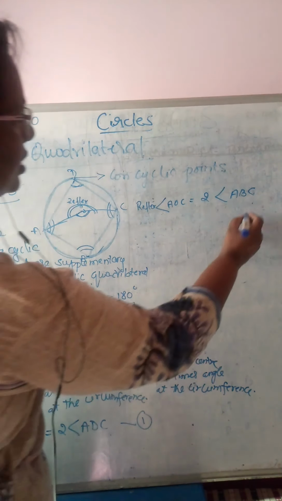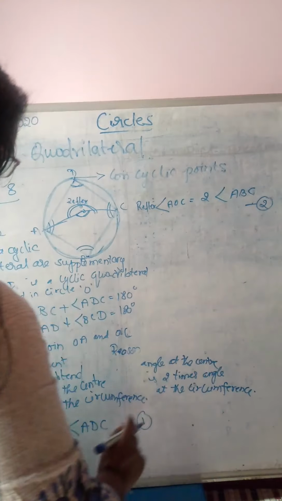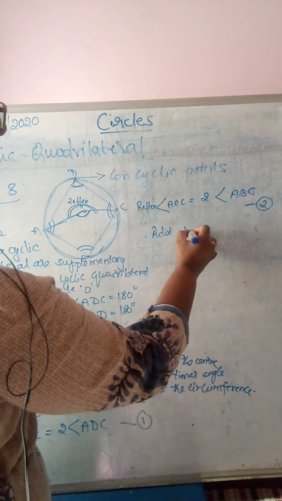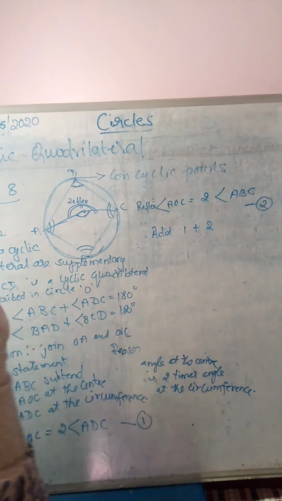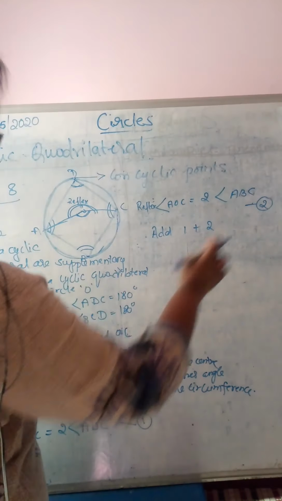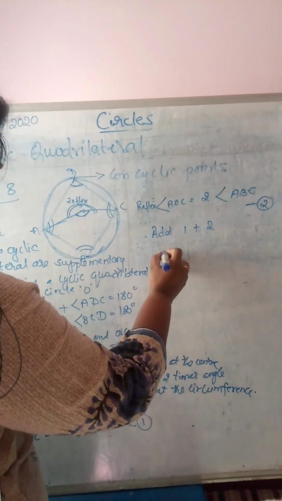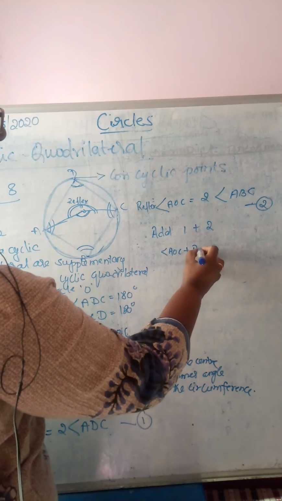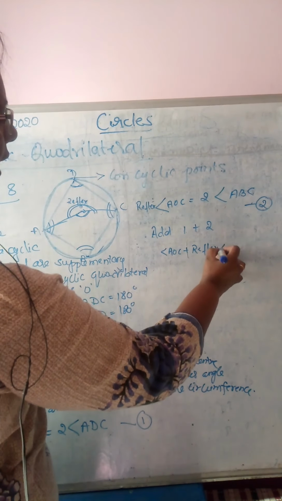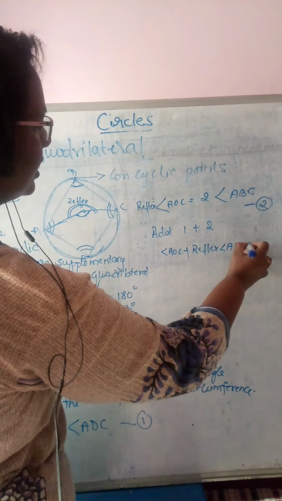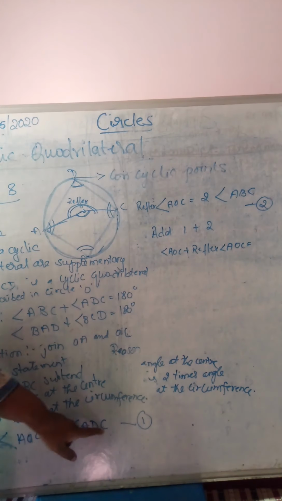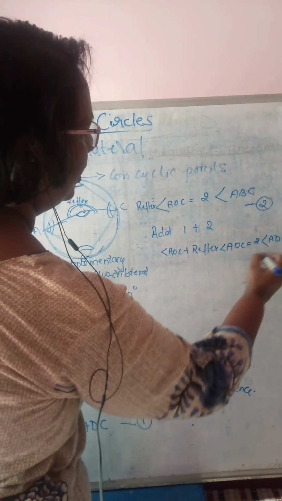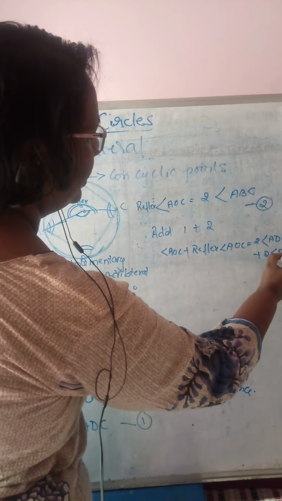Okay, now this is 2. We'll take 1 and 2 and add them. So angle AOC plus reflex angle AOC is equal to 2 angle ADC plus 2 angle ABC.